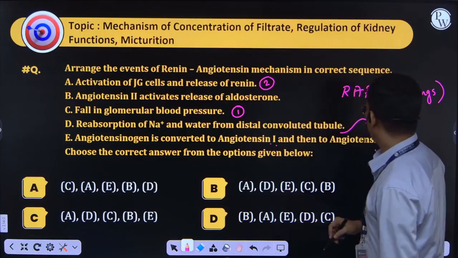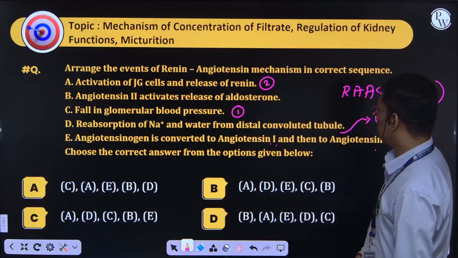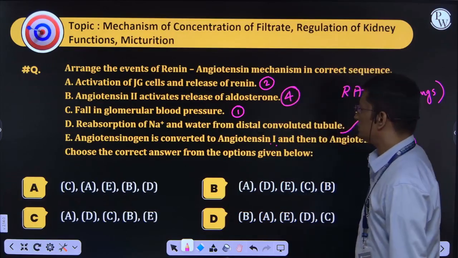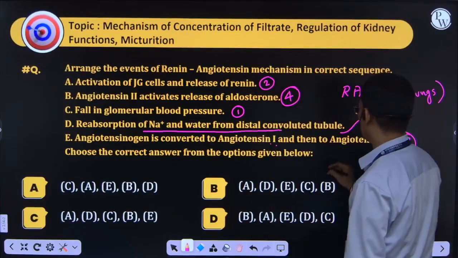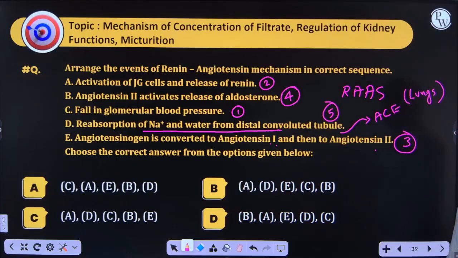So aldosterone will be released. 1, 2, 3. If the aldosterone is released, it helps in the reabsorption of sodium and water from the distal convoluted tubule. Reabsorption of sodium and water will take place. Clear? So this is the order.